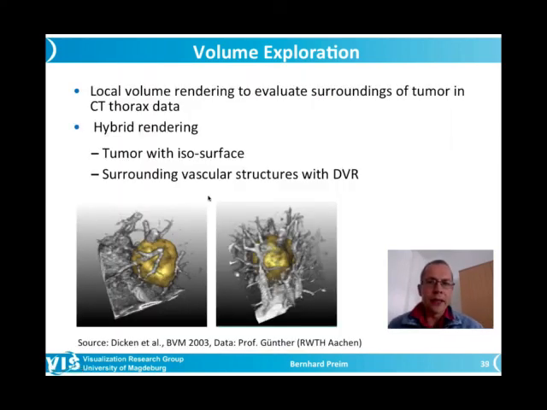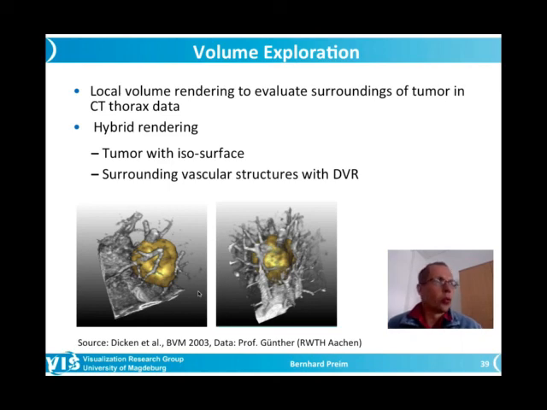Here you see another example of local volume rendering to evaluate the surroundings of a tumor. So these regions here were automatically defined. The user could adjust this, but the suggestion was done automatically, namely by using the bounding box of a tumor with a certain safety margin in all directions. And this gives you an impression of the surrounding of this tumor.